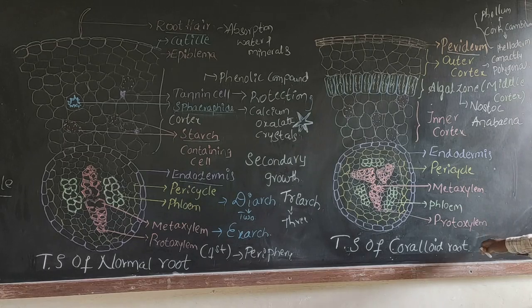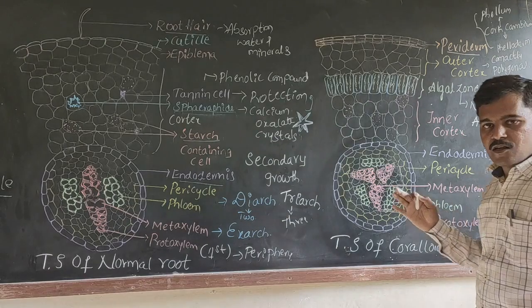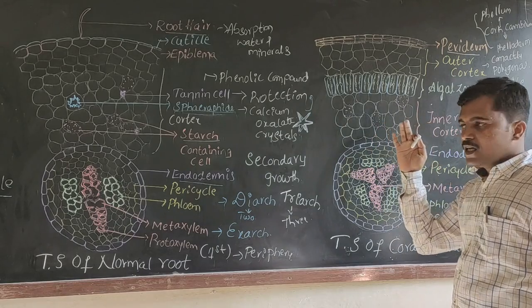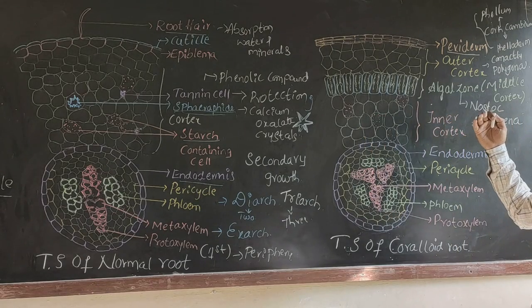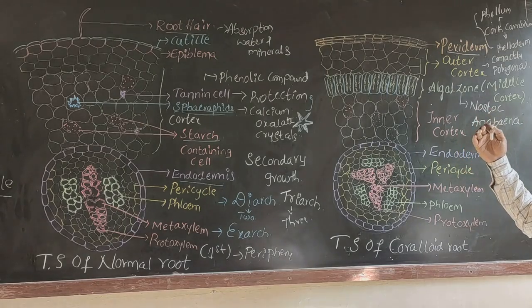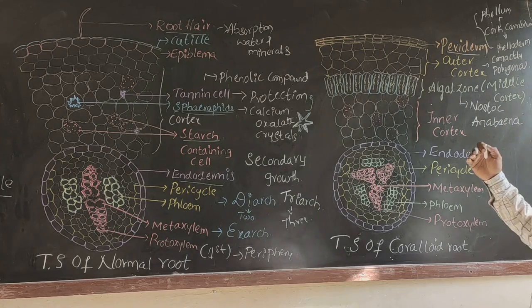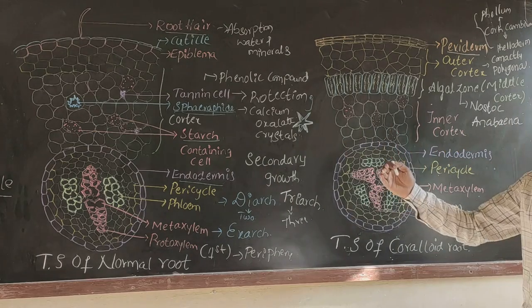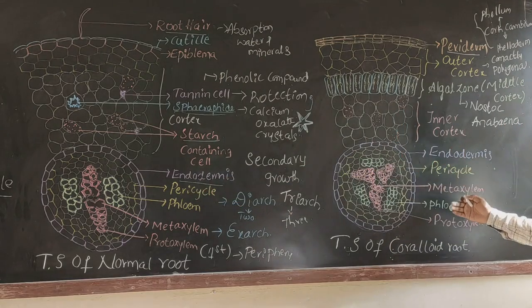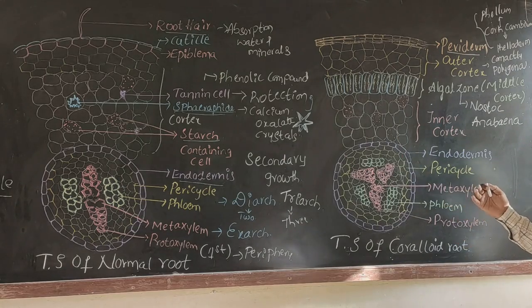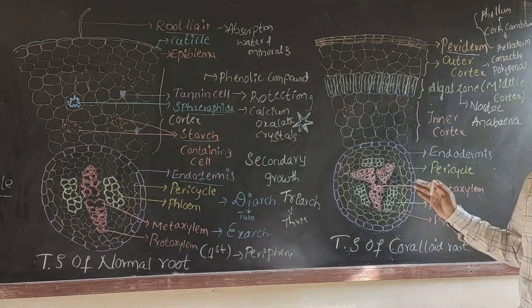This is about the anatomy of normal and coralloid roots. The main difference lies in the cortical region. In normal roots, only a single type of cortical cells is present, but in coralloid roots, the cortex is differentiated into three regions: outer cortex, middle cortex, and inner cortex. Coming to the stellar part, the stele is diarch in normal roots, and in coralloid roots, the stele is triarch in nature. So this is about the anatomy of normal and coralloid roots. In the next class, we will discuss the anatomy of the stem.